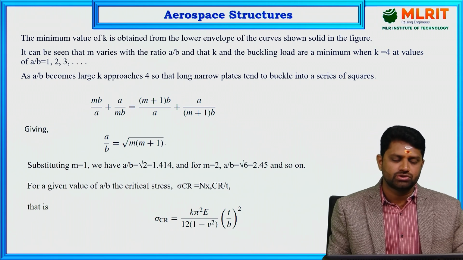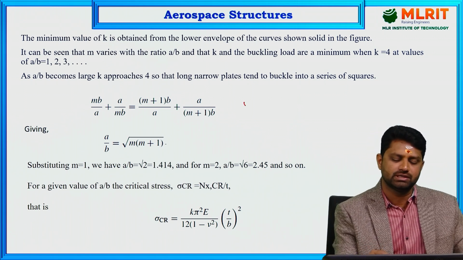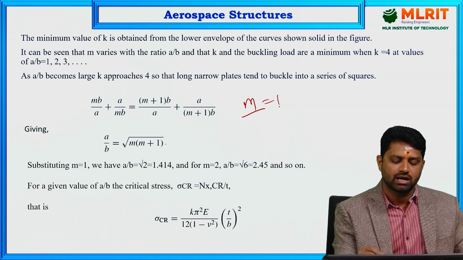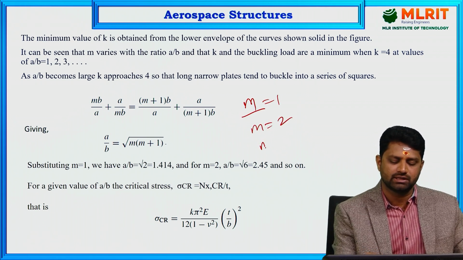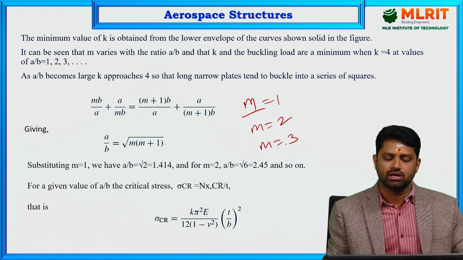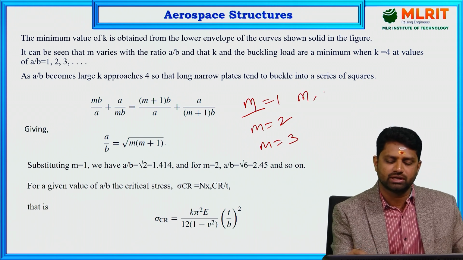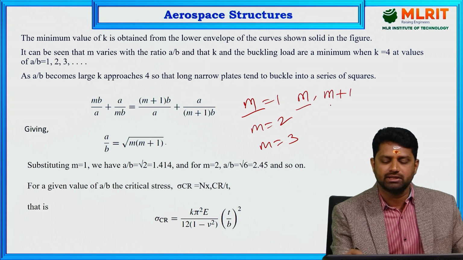Usually what we do is we first consider the m equals 1 mode, then the m equals 2 mode, then the m equals 3 mode, and so on. In general, if you want to generalize this, you write the k value for the m mode and then the m plus 1 mode.